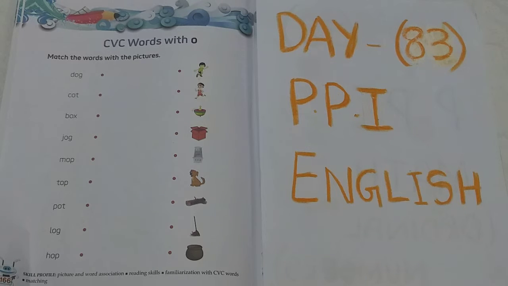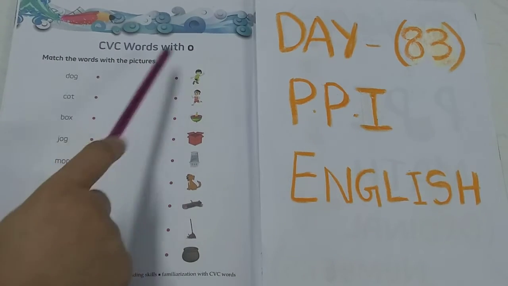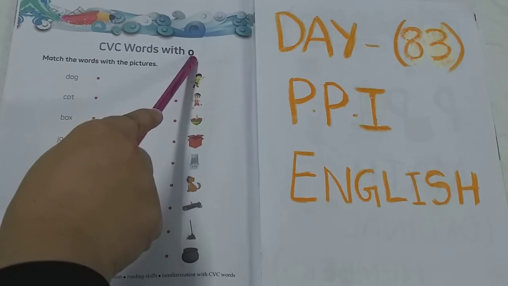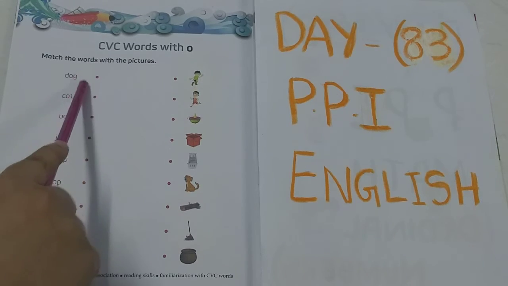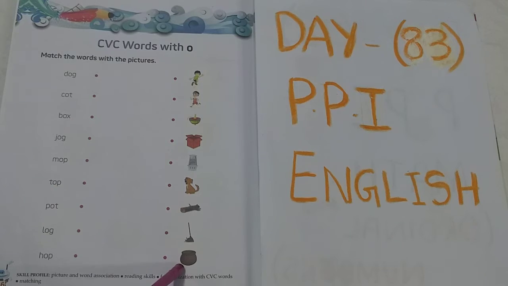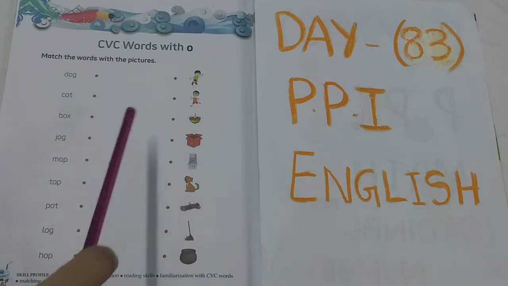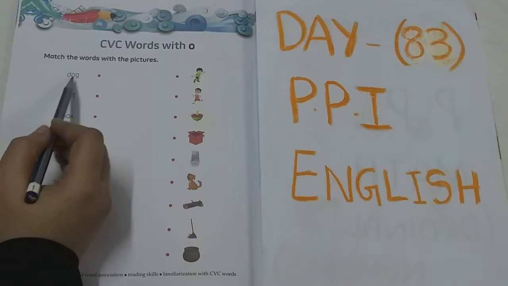See here. CVC words with O sound. Can you see O here? This is O. Match the words with the pictures. Here you can find words and here you can find pictures. We have to read the word and then we have to match with the picture. Now let's do it. Are you ready? Come on. See this.